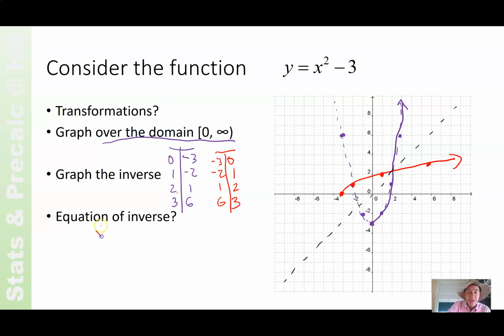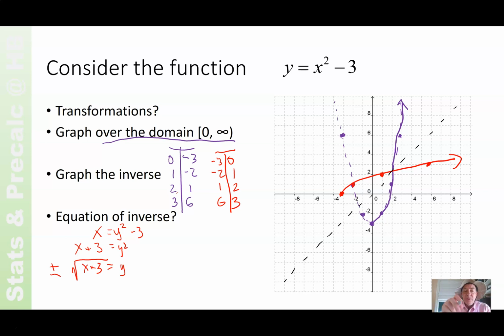The equation originally is y equals x squared minus 3, so it's x equals y squared minus 3. Add 3 to both sides, and take the square root. y is the square root of x plus 3, but it's a plus or minus situation when you take a square root. If you had y squared is 25, you have two answers, 5 and negative 5. y equals plus or minus the square root of x plus 3, but we only have one of those.